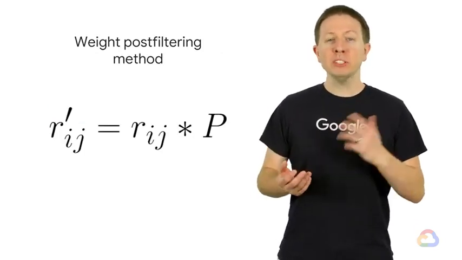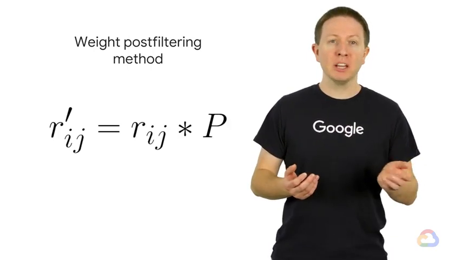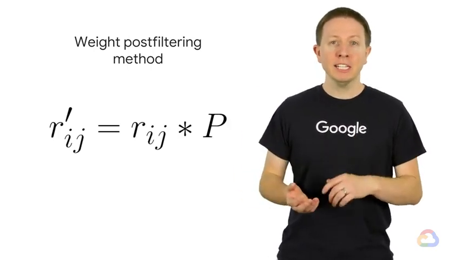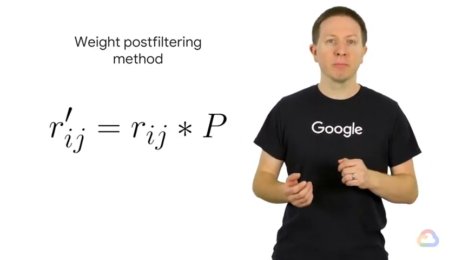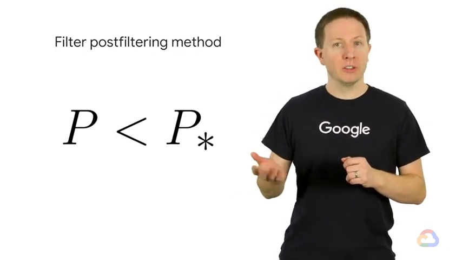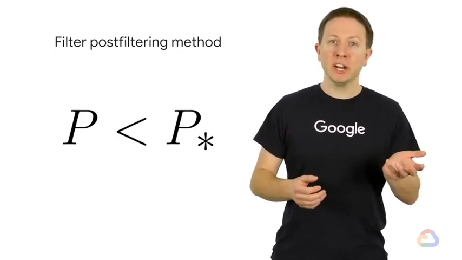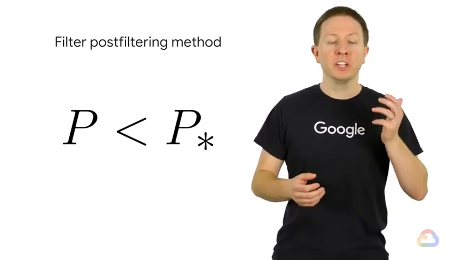The weight method multiplies the non-contextualized ratings by the contextual probability to get the adjusted contextualized ratings. The filter method, on the other hand, filters out predicted ratings below a certain threshold value of the contextual probability.